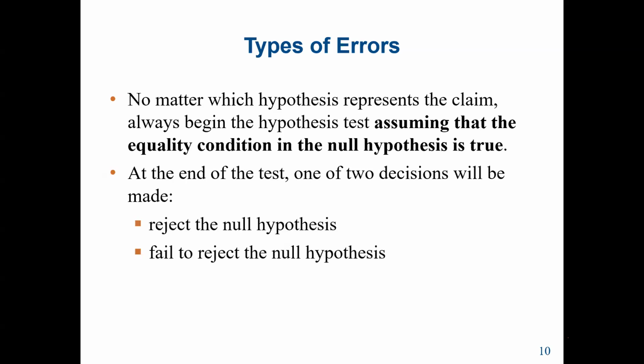So at the end of the test, one of the two decisions will be made. As we said earlier, either we reject the null hypothesis or we fail to reject the null hypothesis. Again, anytime we are interpreting our results or our findings, we never mention HA. We don't say we accept HA or fail to accept the alternative. We always refer to the null hypothesis.